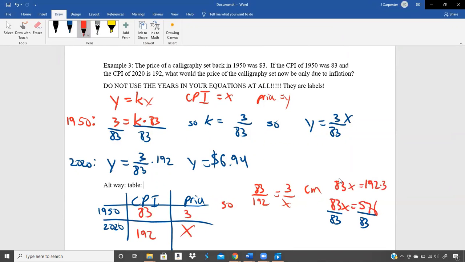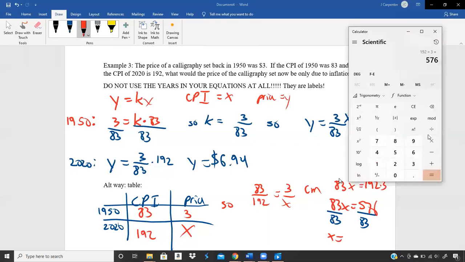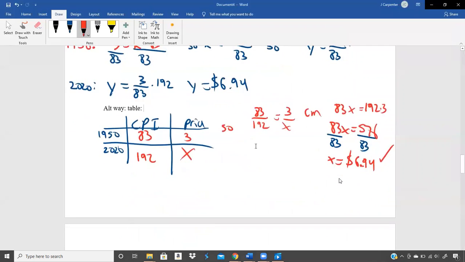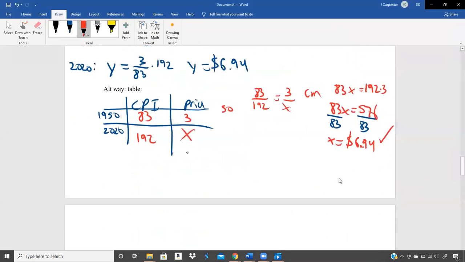giving us our ultimate answer, x equals, I bet you already know it. I hope you already know it. Divide by 83, drum roll, 6.939, which is $6.94. X was still the price. The same answer. Check this out. I'm going to do this a third way.